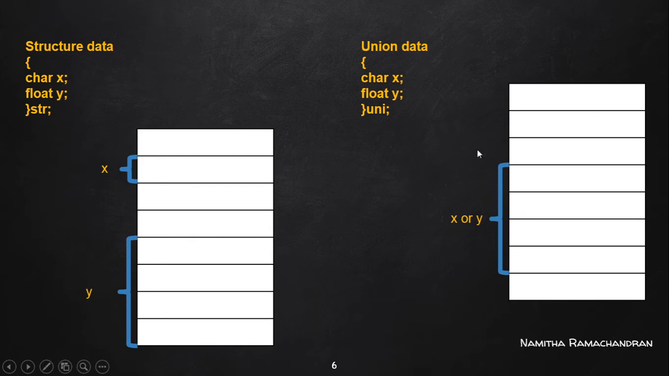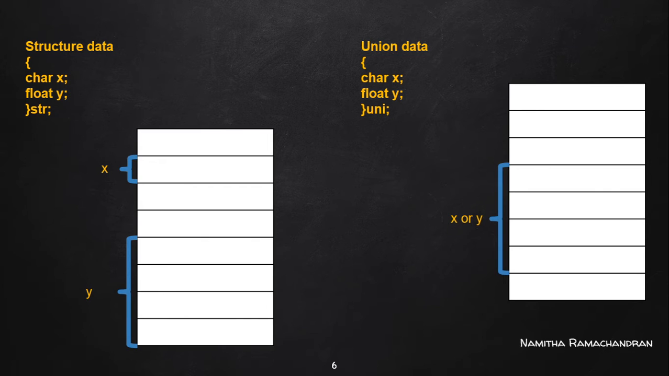Okay, and those 4 consecutive bytes are shared by both this x and y. So this is the main difference of a union from our structure declaration. Right here, while declaring a union variable, what happened? Consider this is a single character variable and this is a floating point type variable. For storing a single character, suppose it requires 1 byte, and for storing a floating point type variable, assume it requires 4 consecutive bytes.